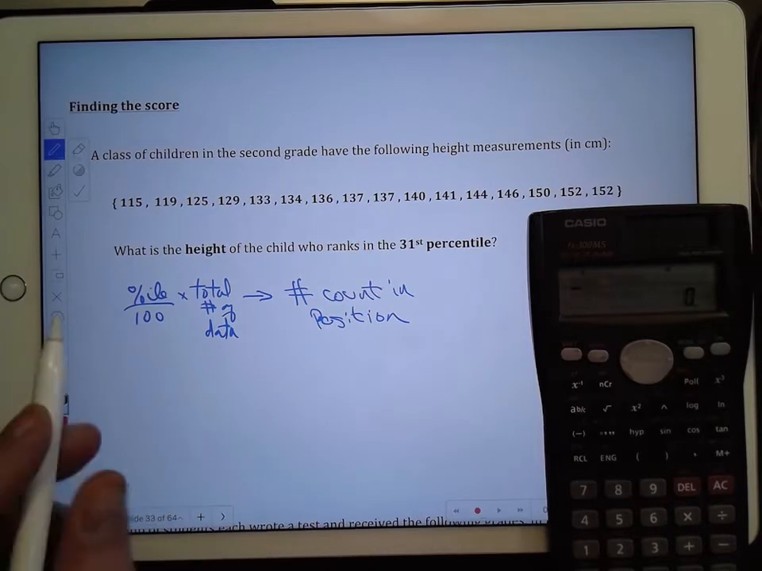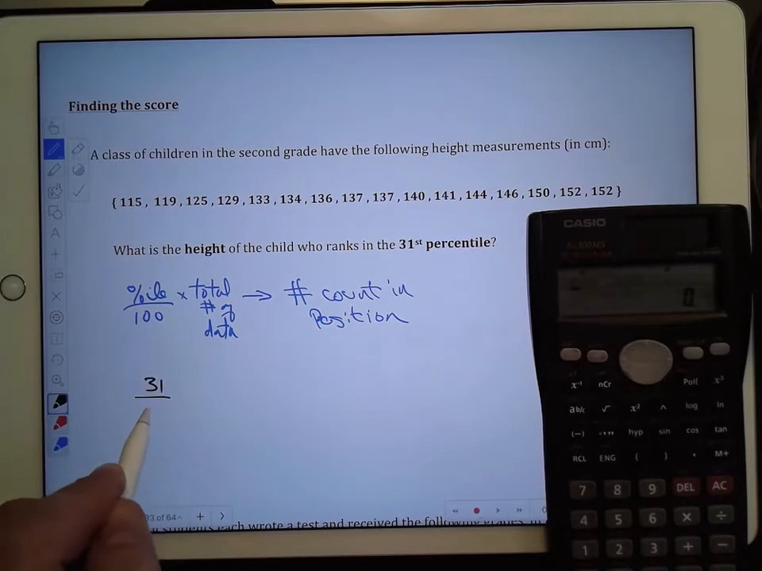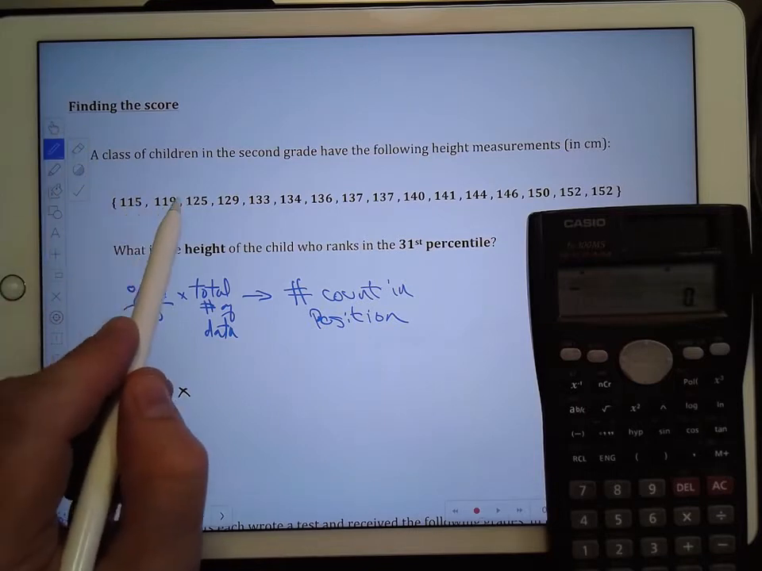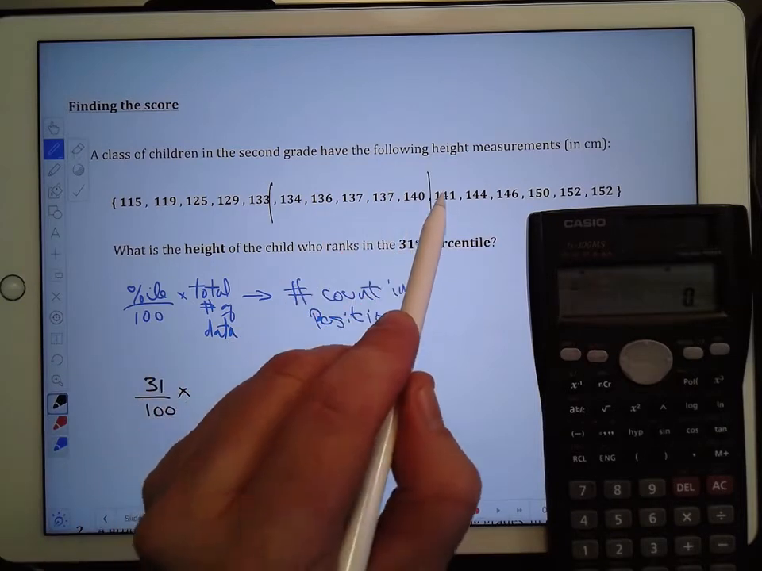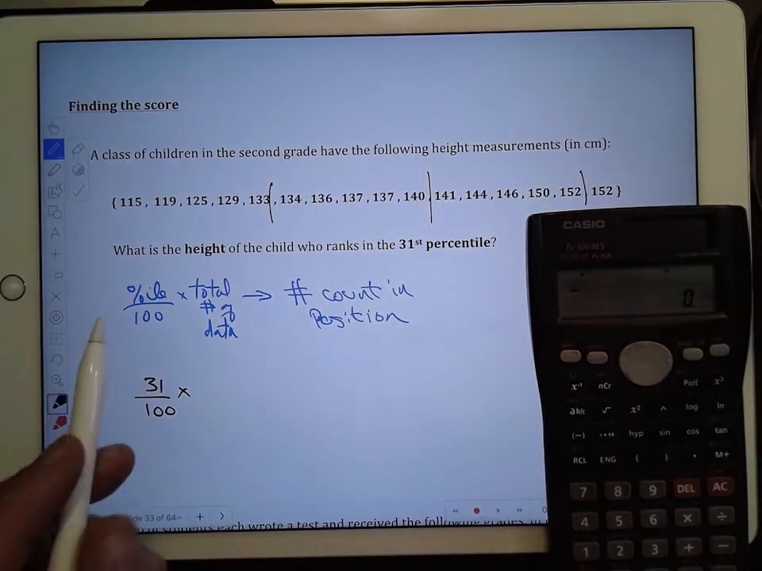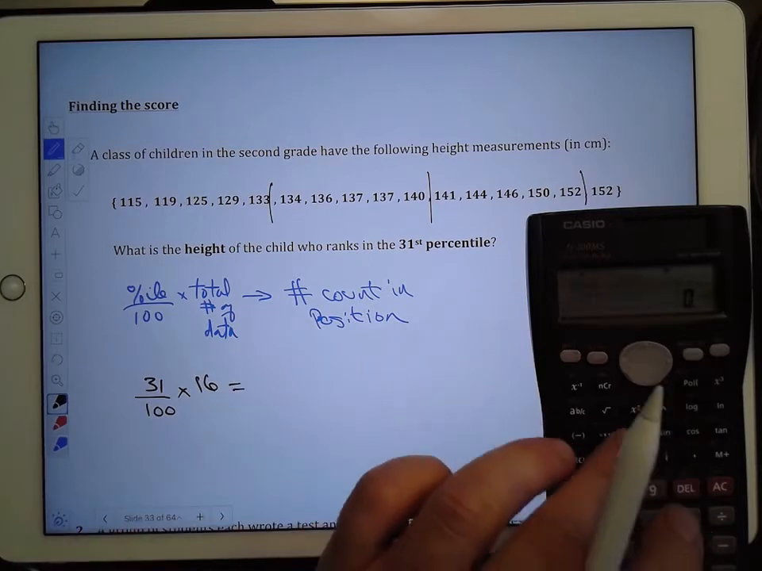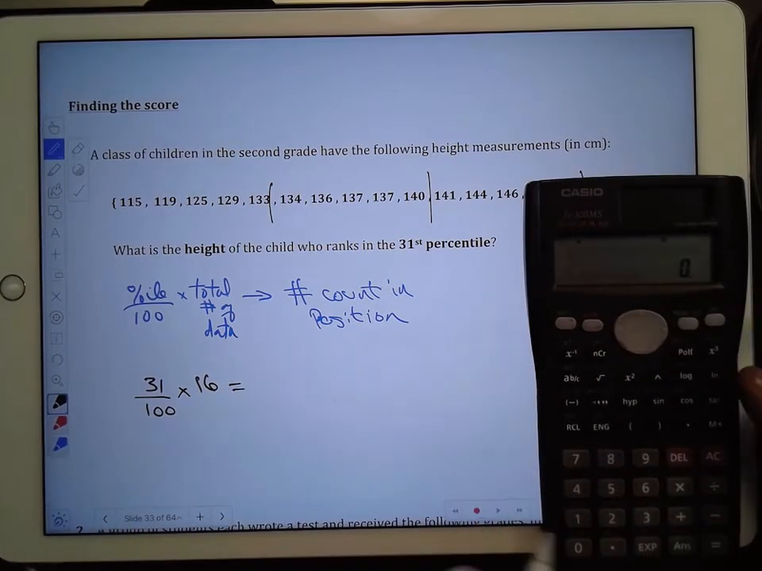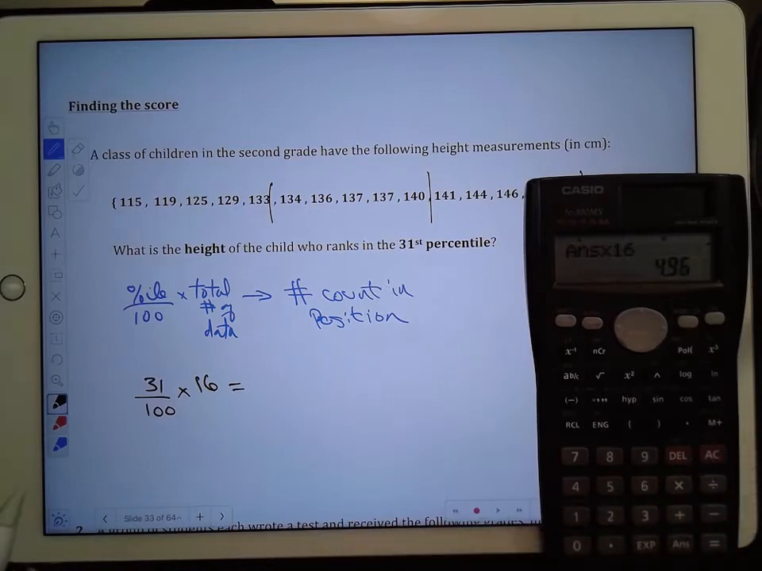So, percentile. In this case, the percentile is 31, so we're going to go 31 divided by 100. Pretty straightforward. We're going to times that by the total number of data in the sample. 1, 2, 3, 4, 5. 1, 2, 3, 4, 5. 1, 2, 3, 4, 5. With one extra one. So we're looking here at 16. We're going to get a number there. So come to the calculator. 31 divided by 100 equals, times that by 16, and that equals 4.96.